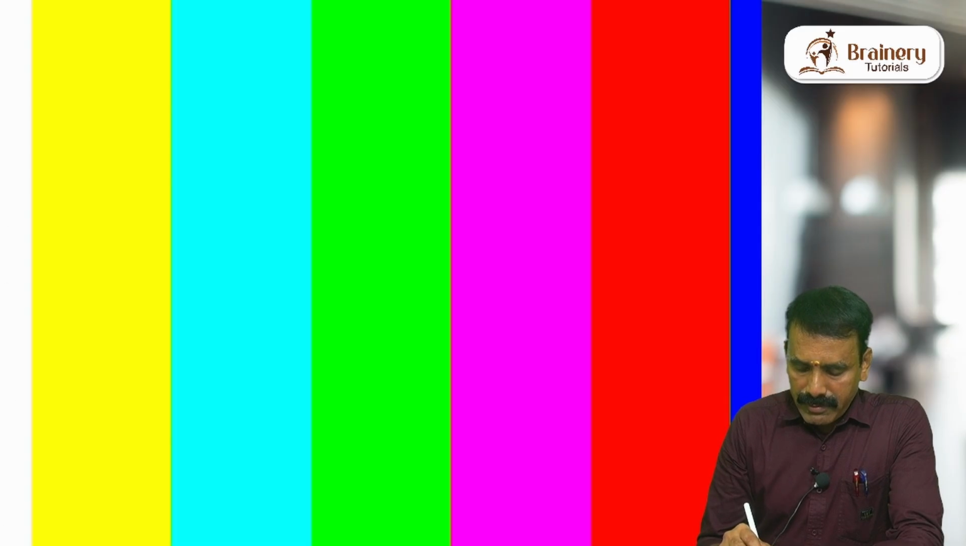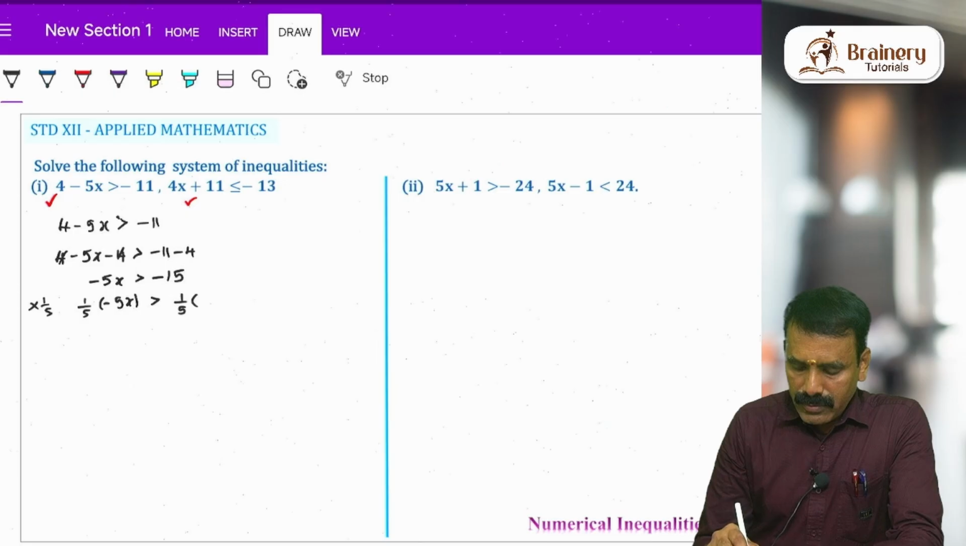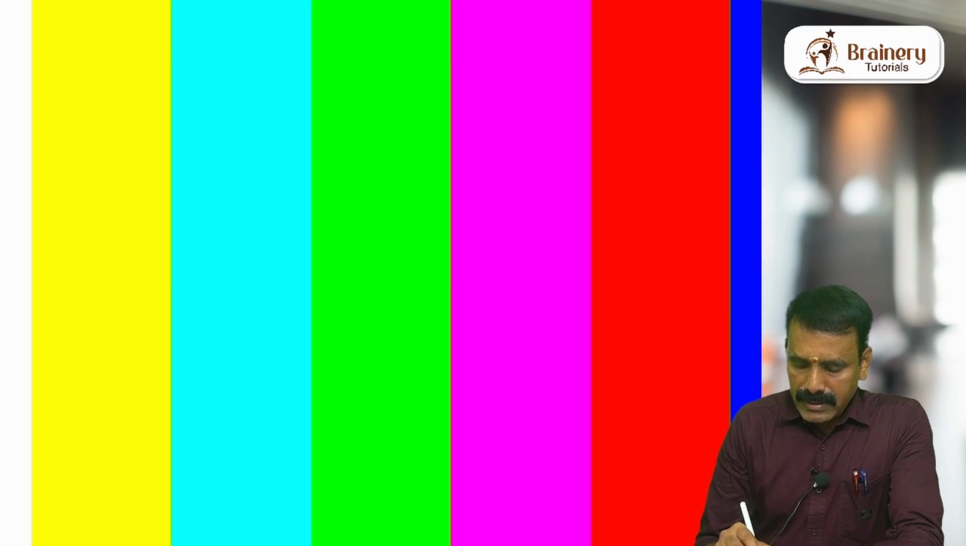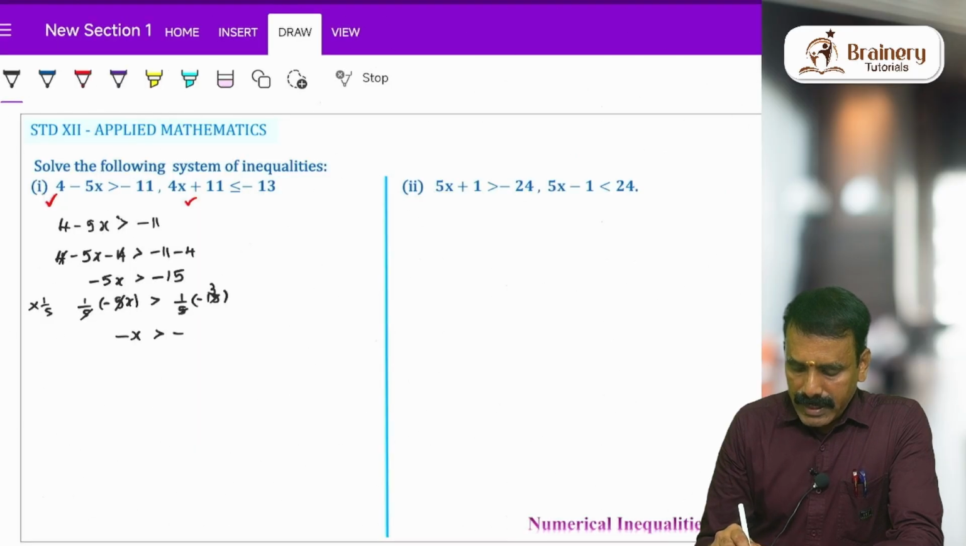So 1 by 5 into minus 5x is greater than 1 by 5 into minus 15. So 5 cancels, and here if you cancel, this is 3. So minus x is greater than minus 3.